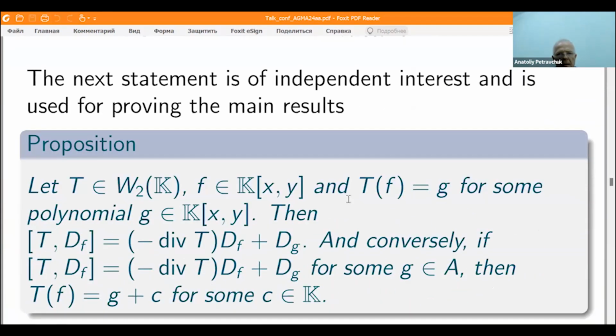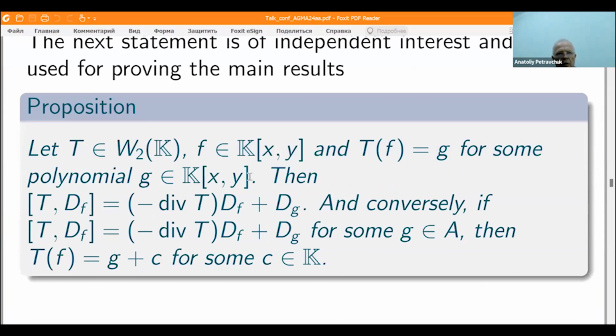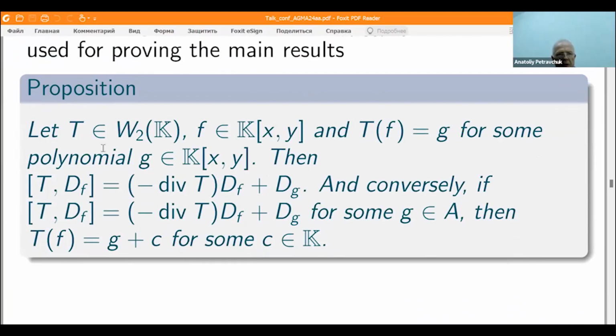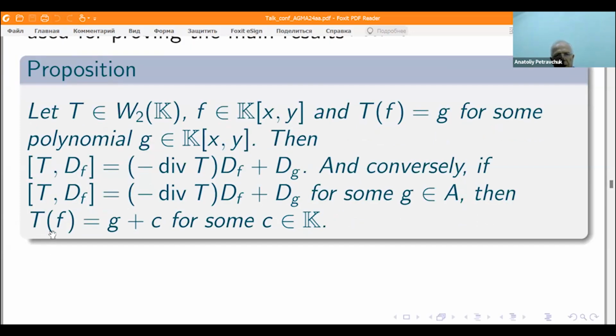These results are proved using the following proposition. Let T be a derivation of the polynomial ring in n variables, f a polynomial, and T(f) equals g for some polynomial g. Then T(df) equals minus divergence T df plus dg. And conversely, if T(df) equals minus divergence T df plus dg for some polynomial g in A, then T(f) equals g plus C. And this cofactor is a polynomial eigenvalue, because the divergence of T is a polynomial.